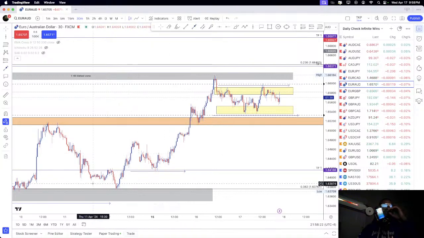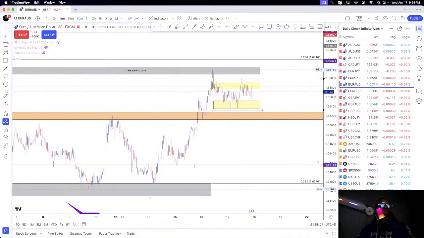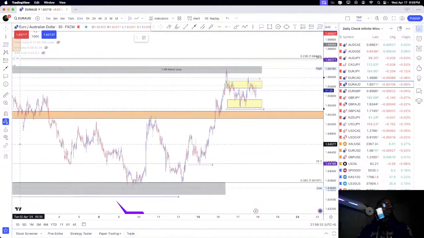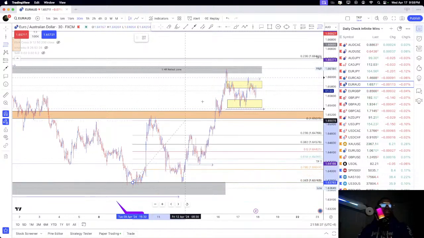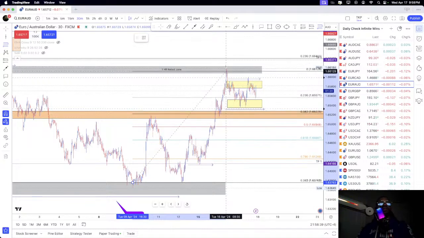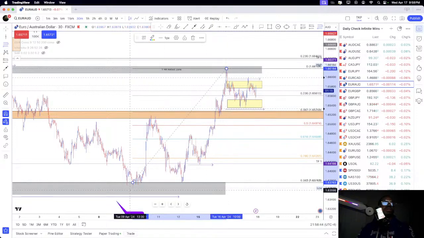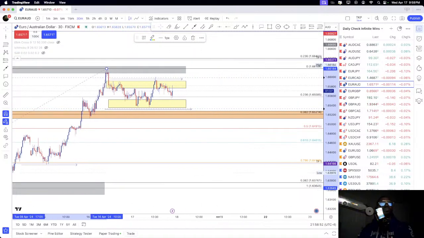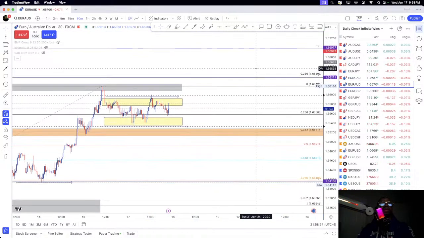Let's take a look at our fib to see if that area aligns with the 236 or the 382. So when using the fib, let's make sure we got it at the lows. Hey, look at that. Perfect on the 382 level of the fib. Oh shit, look at that. So that looks like a good setup.